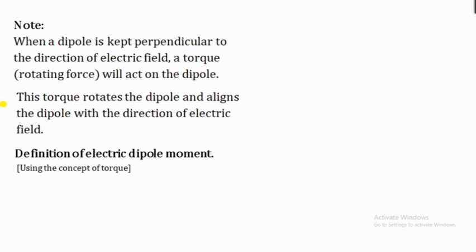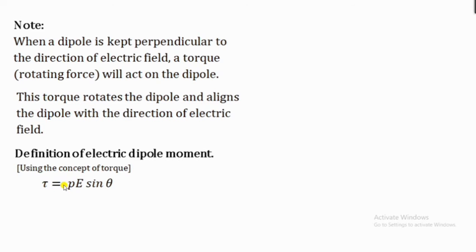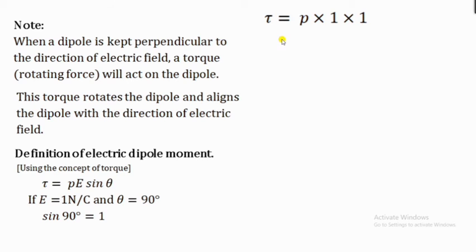Now we will define the electric dipole moment using the concept of torque. Last time we defined the electric dipole moment as a product of charge and the distance between the charges. Now this time we will use the concept of torque. Now we know torque is equal to PE sin theta, and if the electric field is 1 Newton per coulomb and theta is equal to 90 degrees, then sin theta is 1. At that time I'll get torque is equal to the electric dipole moment into the electric field, 1, into sin 90, which is 1. So I'm getting torque is equal to P, that is the electric dipole moment.